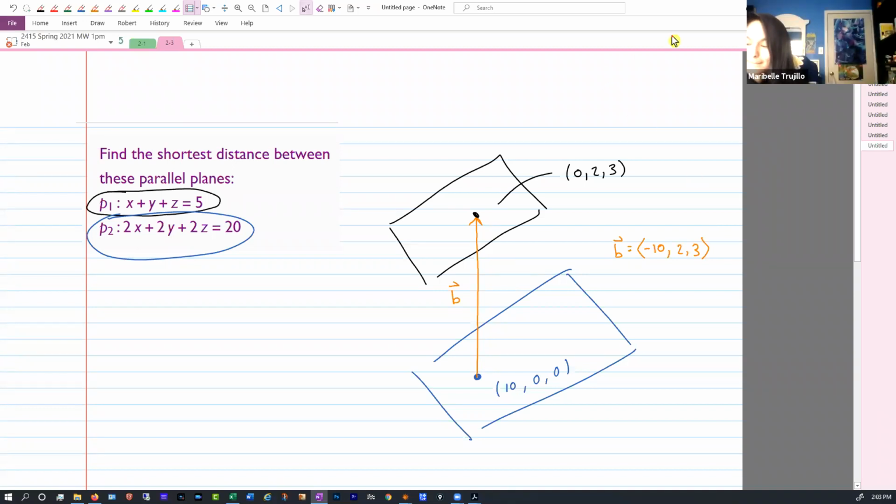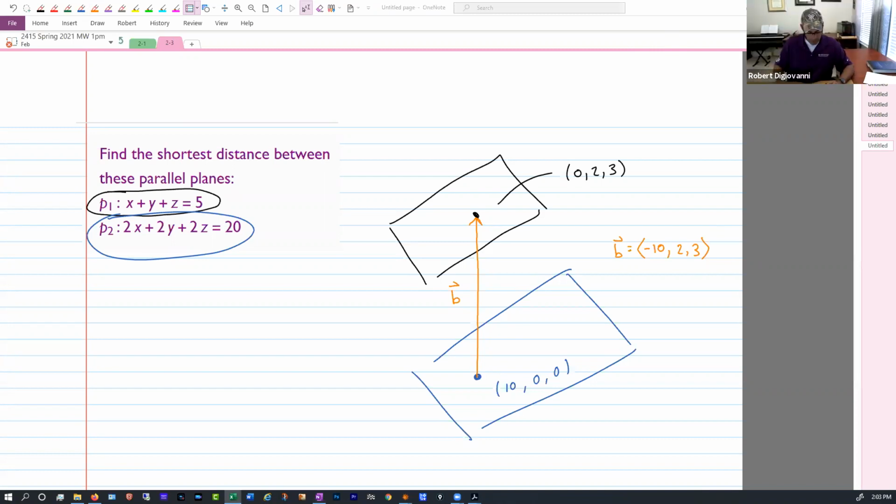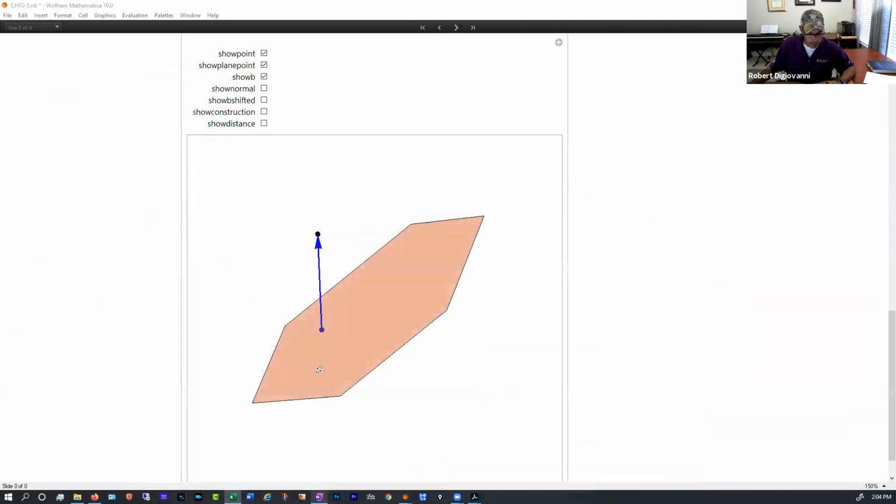Okay, next thing we need is... What do we need now? We got this vector. Now we take that normal, right? And we will move that vector and we will project, right?